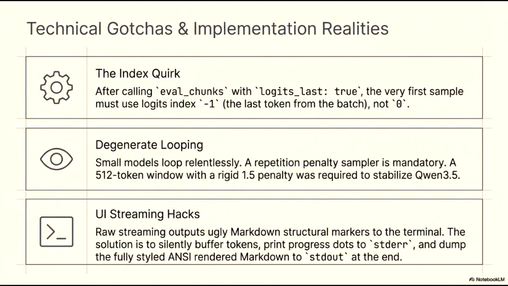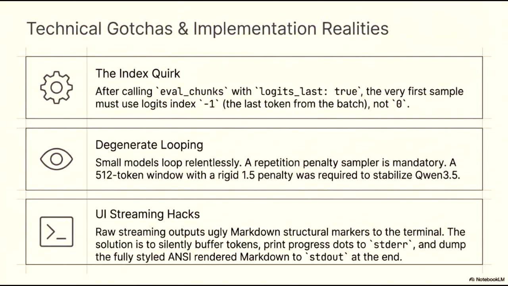Next, we must address degenerate looping. Smaller models have a tendency to loop relentlessly if left unchecked, making a repetition penalty sampler absolutely mandatory. For example, to stabilize Qwen 3.5, we found that a 512 token window with a rigid 1.5 penalty was necessary to maintain output quality. Finally, there are UI streaming hacks. Raw streaming often results in messy markdown structural markers appearing in the terminal. To solve this, we suggest a strategy where you silently buffer tokens while printing progress dots to stderr. Once the process is complete, you can then dump the fully styled ANSI-rendered markdown to stdout for a clean, professional final presentation.